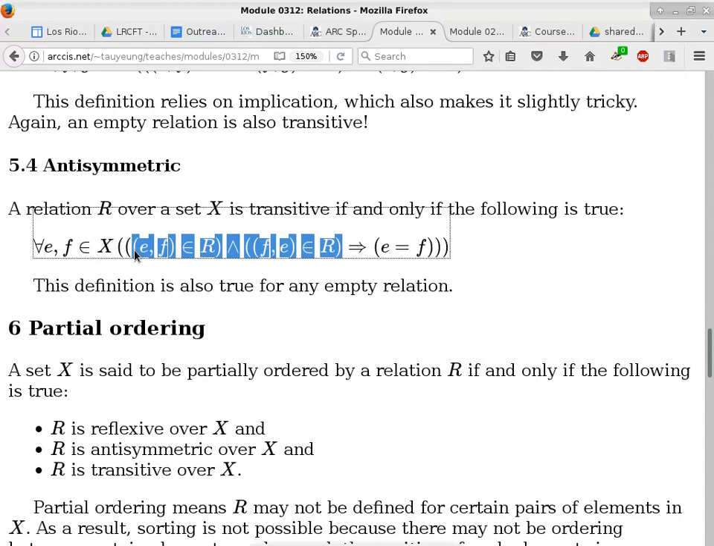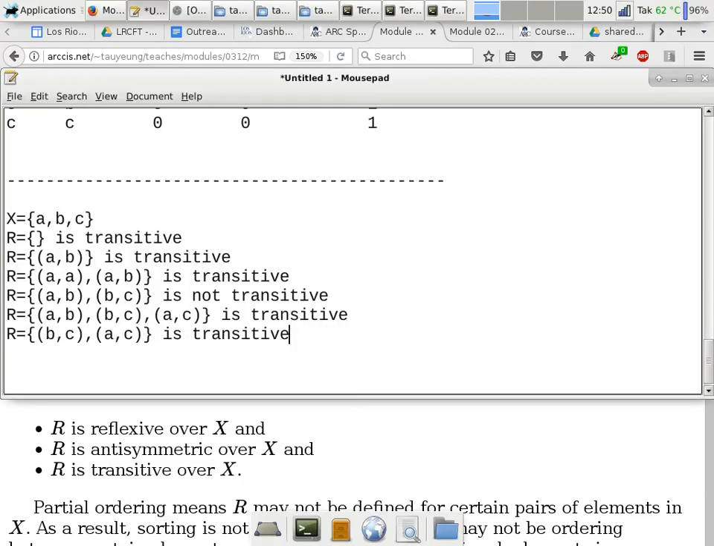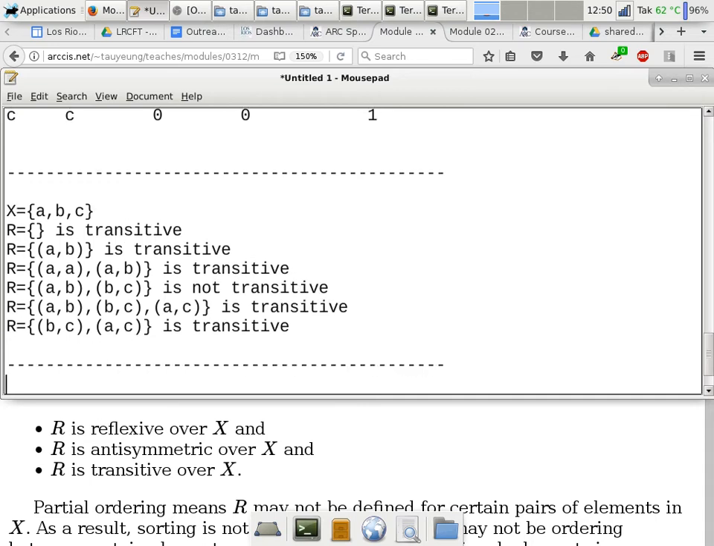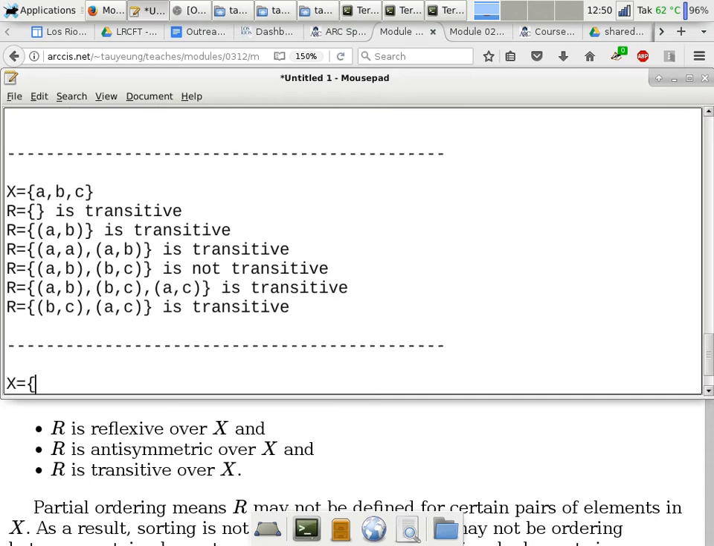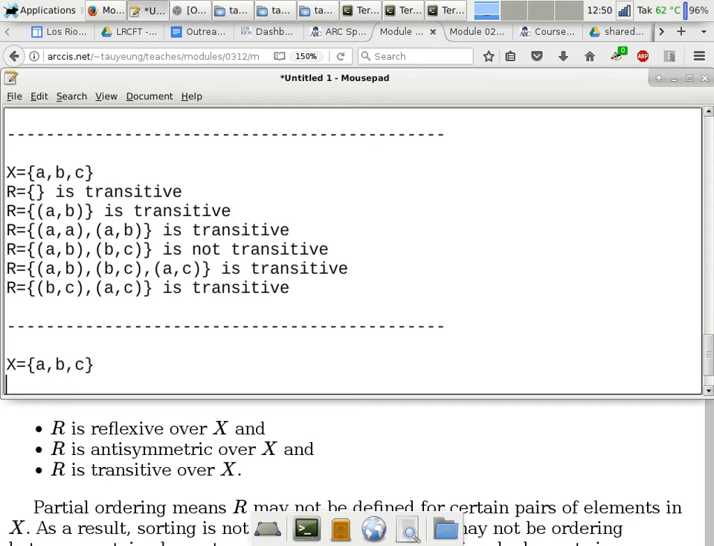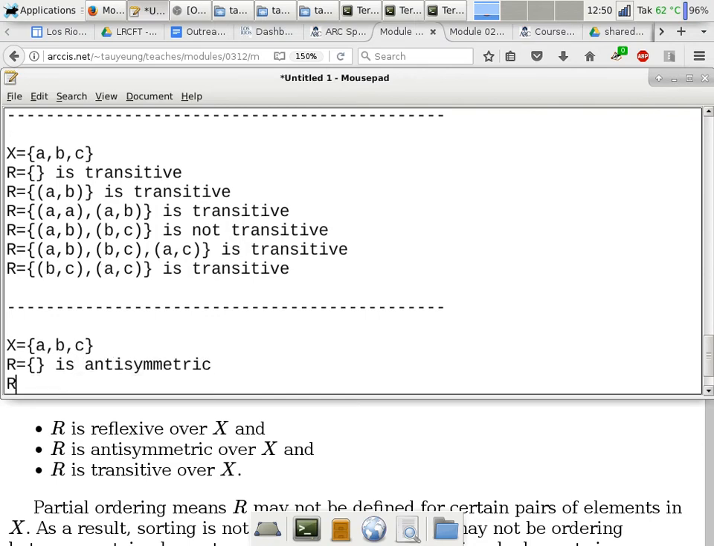Is that okay? So let's go ahead and take a look at a few examples. This time we are focusing on whether something is antisymmetric or not. Once again, it is important to define what the relation is defined over, because by changing X, you can change the property of a relation. All right. So this one is antisymmetric, because we just talked about it. So we'll look at a simple one. What about just that? Is that antisymmetric?